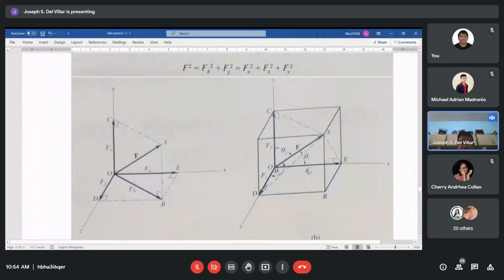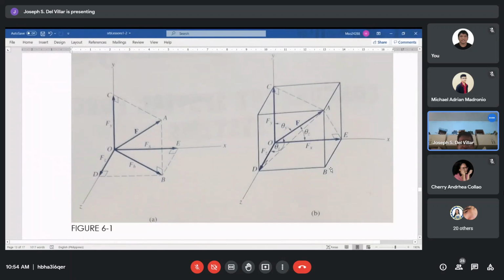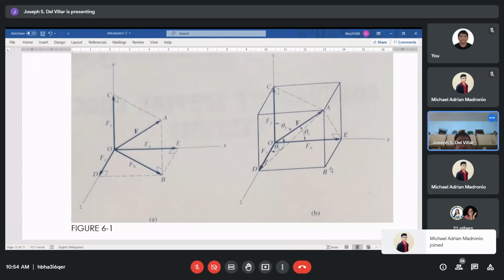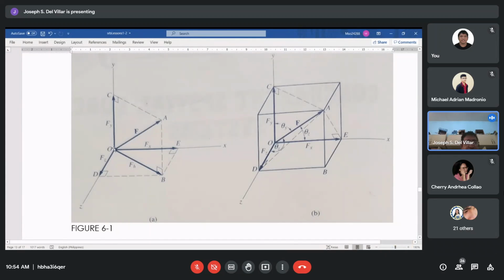So take a look at these two figures, Figure 6-1A and B. Before, we had this x-axis and the y-axis only. So that is our plane axis, consisting only of x and y. But now, as you can see, there is now the z-axis here. So this is the origin, labeled by O.